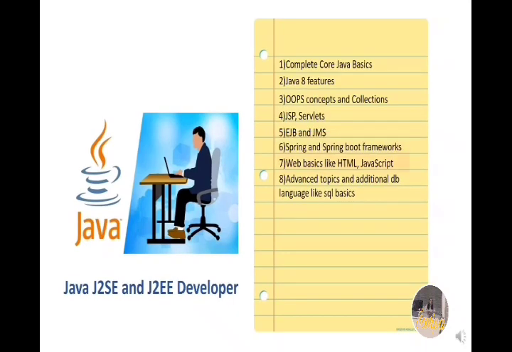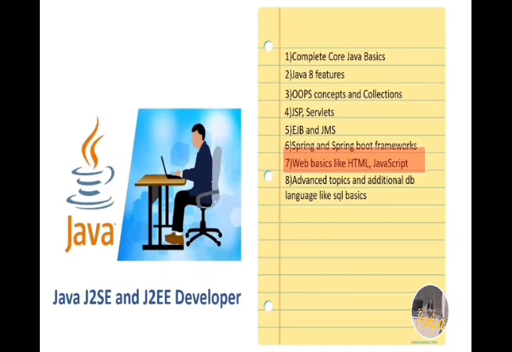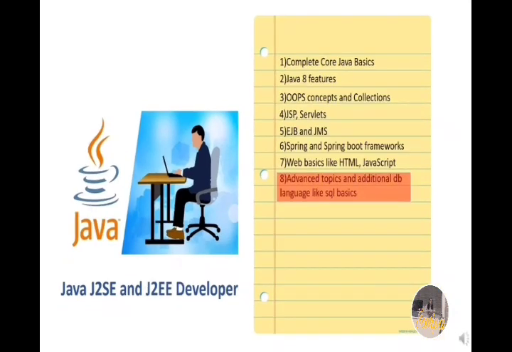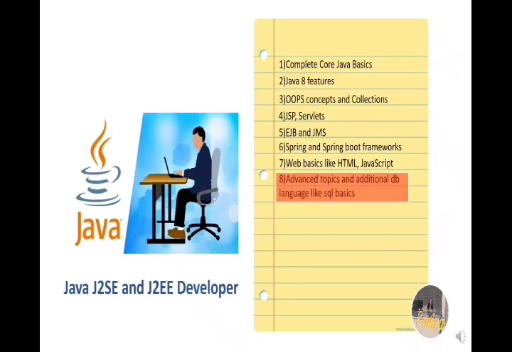Seventh is web basics, which I told you already, like HTML, CSS, and advanced topics and SQL related topics as well, because these things I already covered for .NET. In Java also these things are mandatory. They may ask you a few questions to just test your knowledge upon them. So now that we have completed Java technology, let's dive into the next technology.